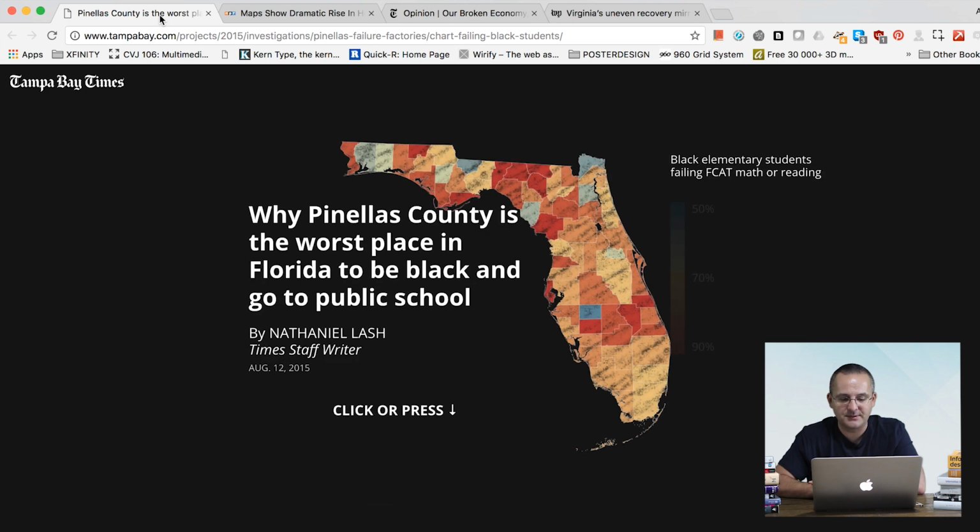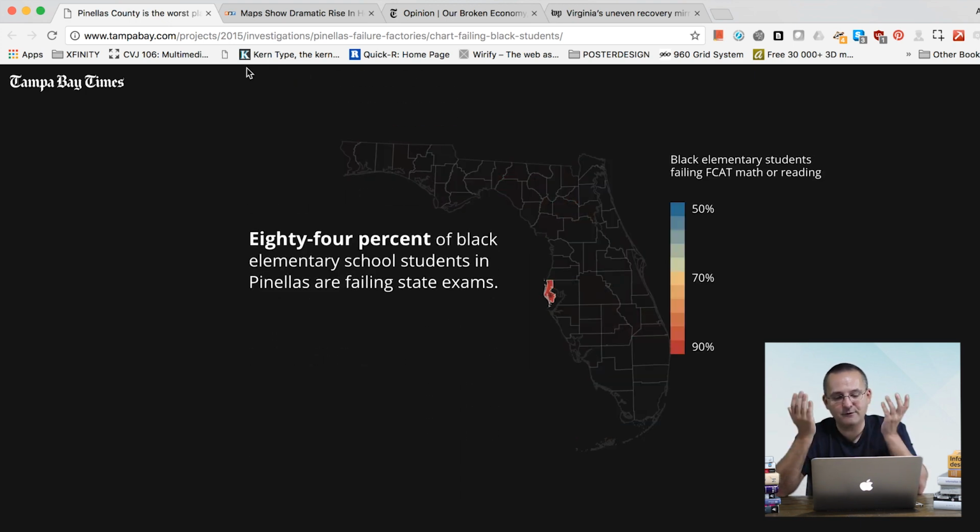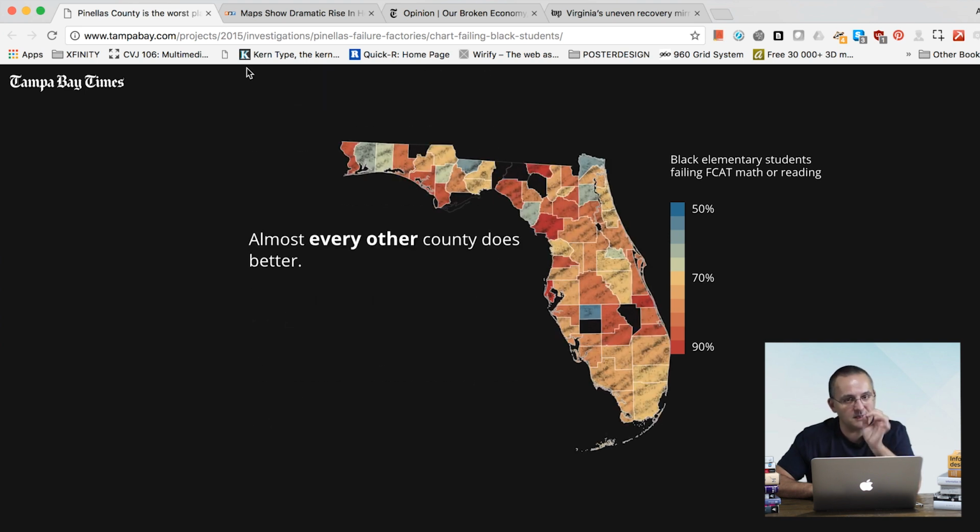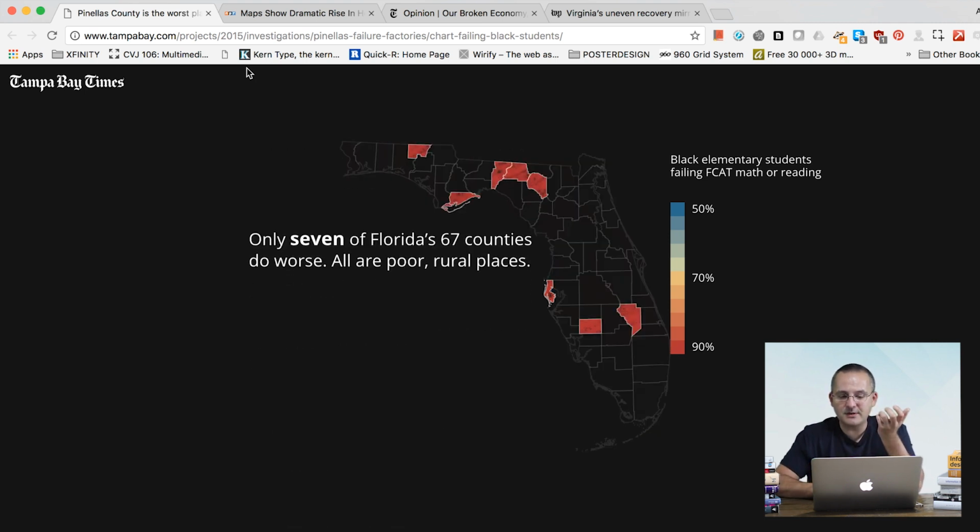Click or press continue. So the project begins by saying 84% of black elementary school students in Pinellas are failing state exams. And they highlight Pinellas County on the map. Then you continue and they give a little bit more information, another nugget of information. Almost every other county does better. So now they compare Pinellas County to all other counties in Florida, right? Then you can continue. It says, only 7 of Florida's 67 counties do worse. All are poor, rural places. And they highlight on the map all those 7 places.